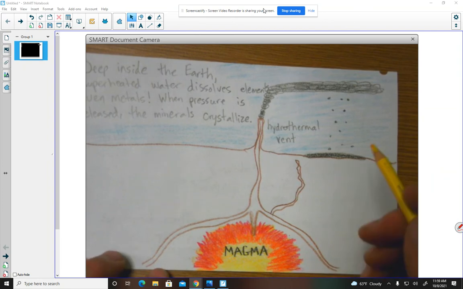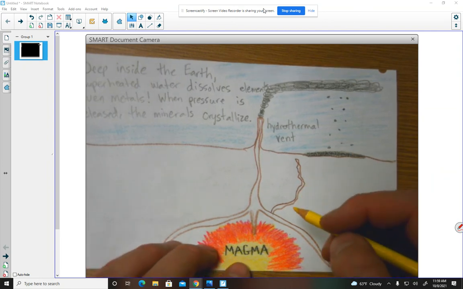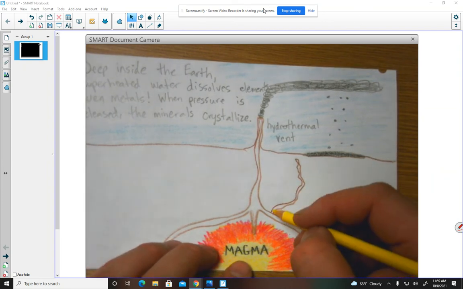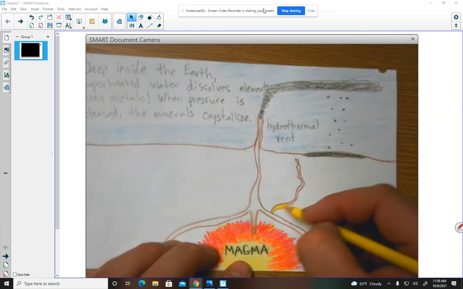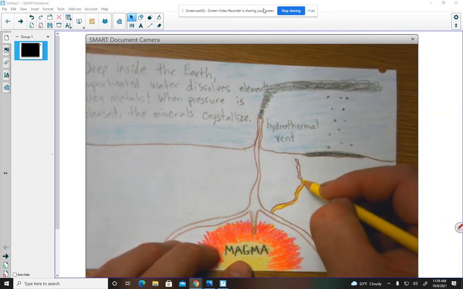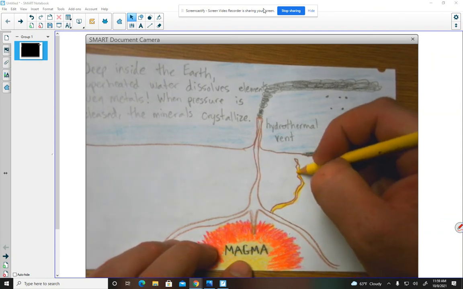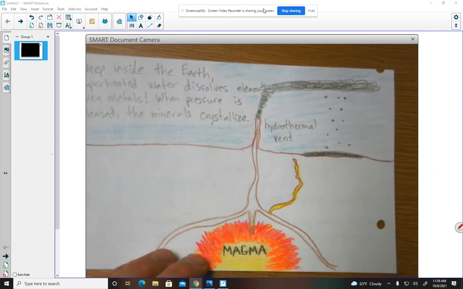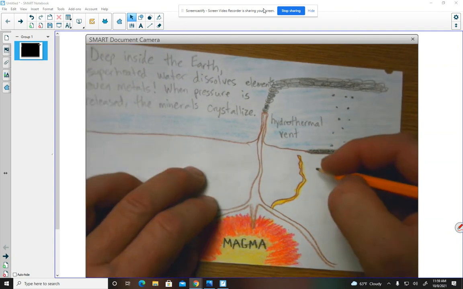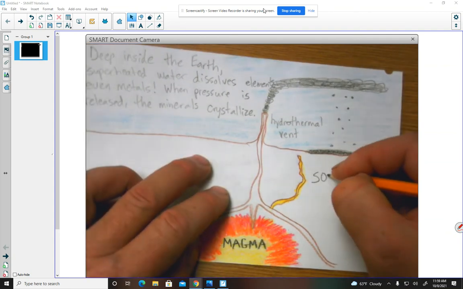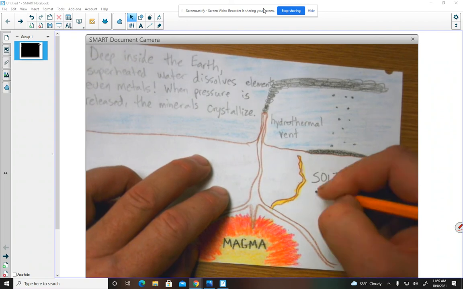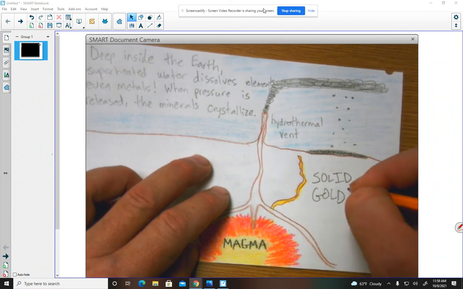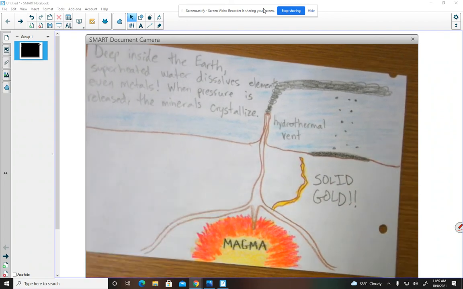So this would be a spot where you might have the mineral quartz crystallizing, and with quartz a lot of times is gold. So I'm going to color this one in and say it's a giant underground vein of gold. Man, that'd be sweet. Gold! Solid gold! Nice. I'd love to find something like that someday.